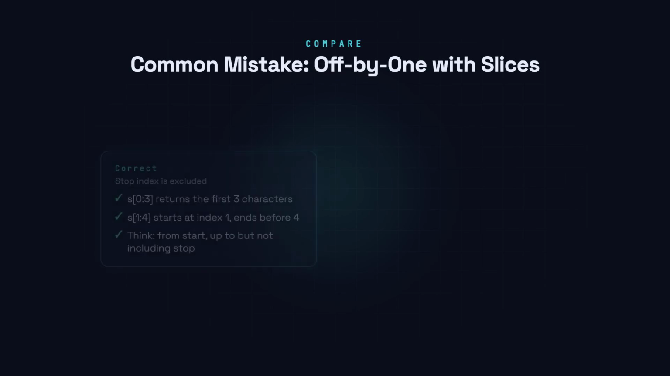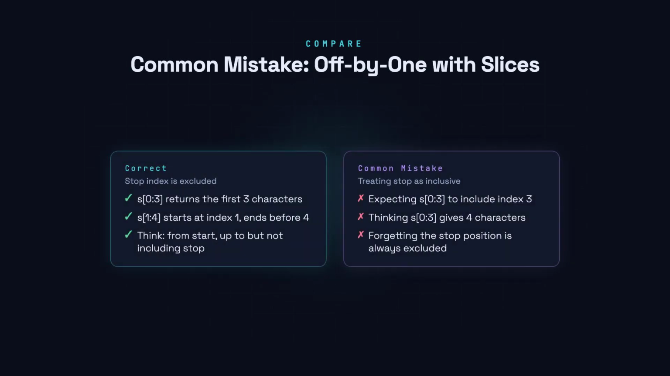The most common beginner mistake is forgetting that the stop index in a slice is not included. If you write 0:3, you get position 0, 1, and 2, not 3.